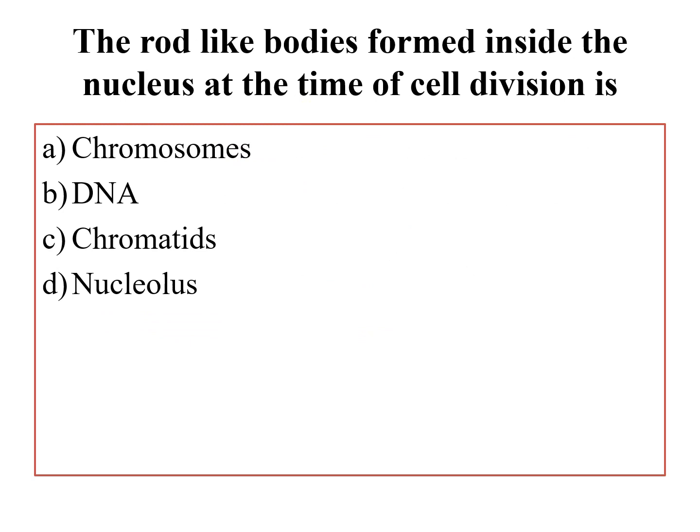The rod-like bodies formed inside the nucleus at the time of cell division is? So what is the answer? It is chromosomes. DNA, chromatids, nucleolus is not the answer. So rod-like bodies are formed inside the nucleus at the time of cell division. When the cell is not dividing, there will be thread-like material in the nucleoplasm, that is called chromatin.